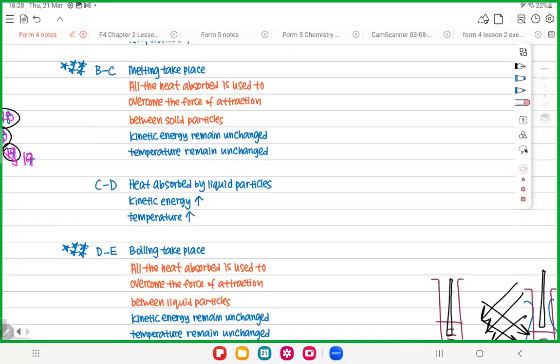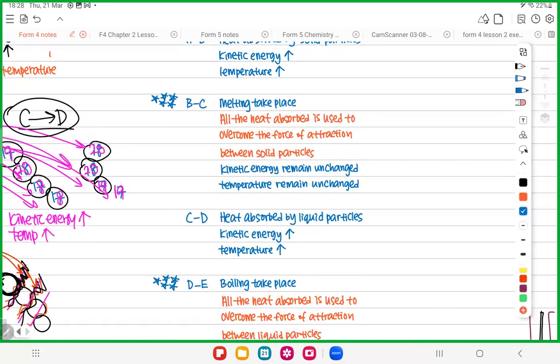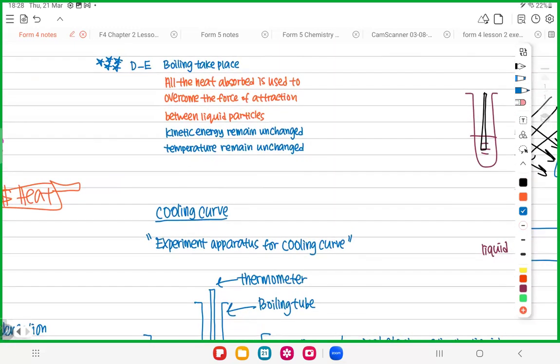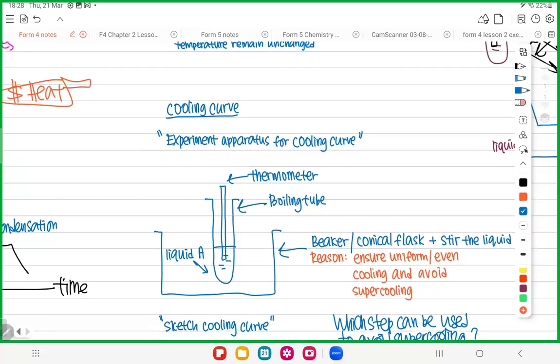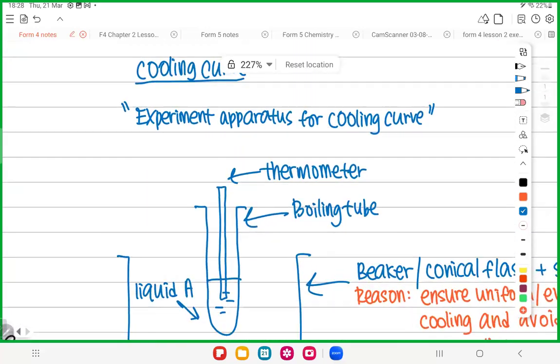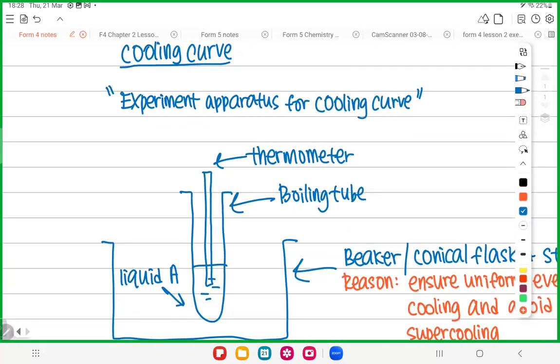All right, now, same thing. When we do the cooling curve, we always want to ensure that we have uniform cooling as well. Just like heating, you want uniform heating; in the cooling process, you also want to make sure you have a uniform cooling process. So this is the experiment setup for the cooling curve. This is how we perform the cooling curve experiment.